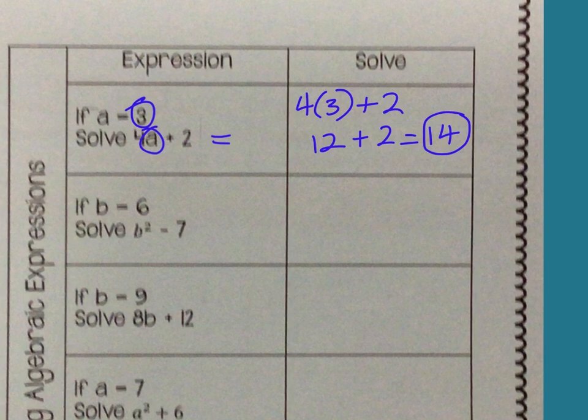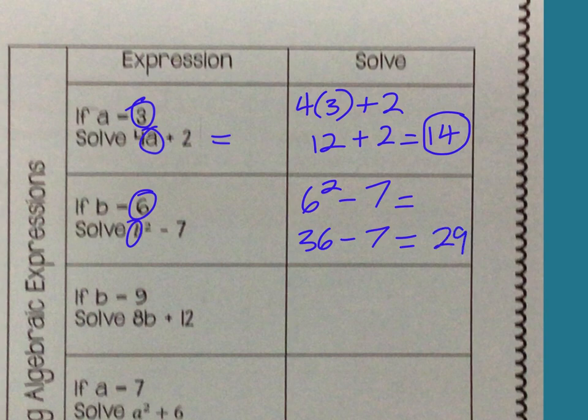Okay, so again, I'm going to substitute this 6 in for b because b equals 6. So we're going to go 6 squared minus 7 equals. So 6 squared is 36 minus 7 is 29. So this isn't that difficult. We just have to remember to substitute and then carry out our operations using order of operations. Okay, let's see if you can do the rest of the page on your own.